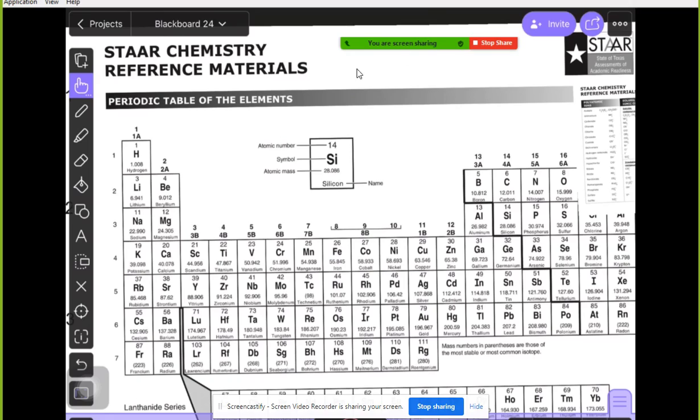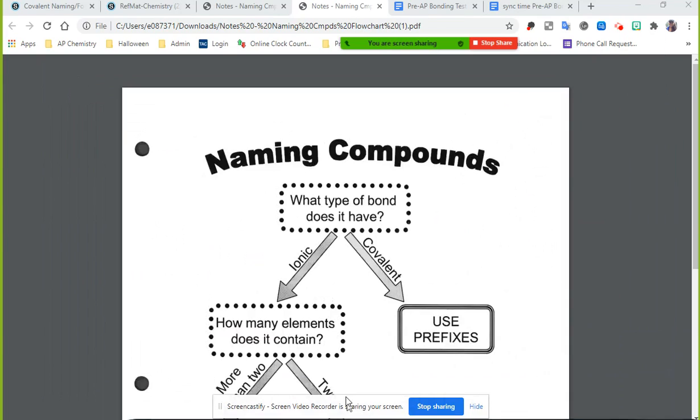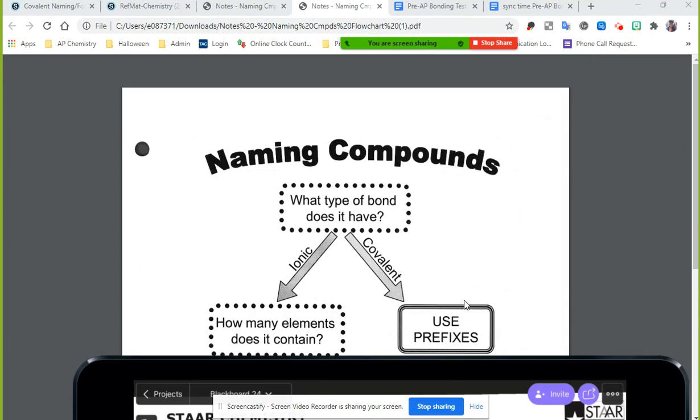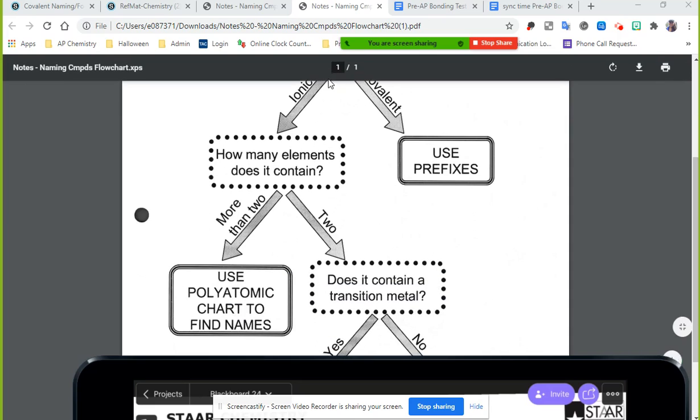So if we're dealing with that, then we have our, there we go, then we're dealing with covalent, which is our prefixes, right? If we have a metal, that's when it gets a little bit complicated, and you have to ask yourself, okay, is it only 2 things?